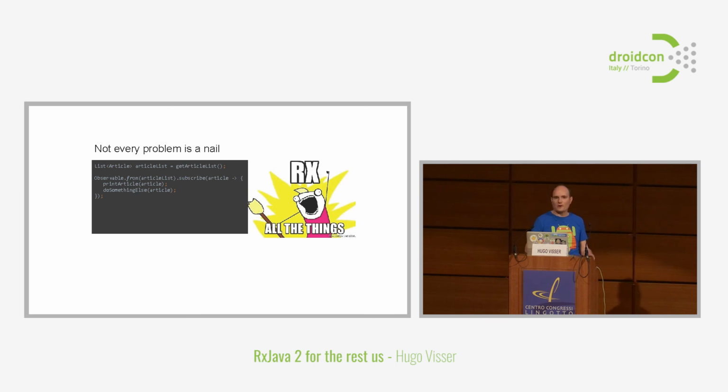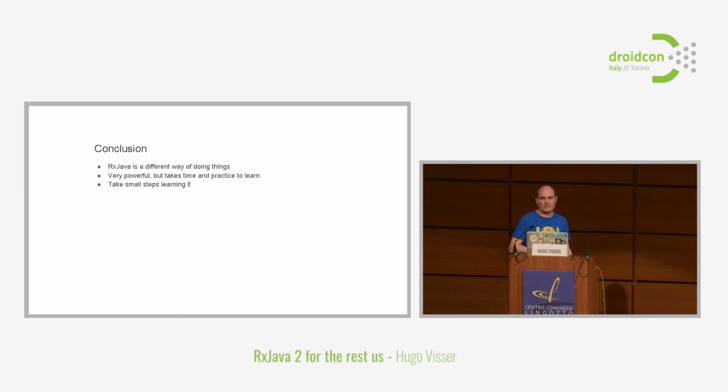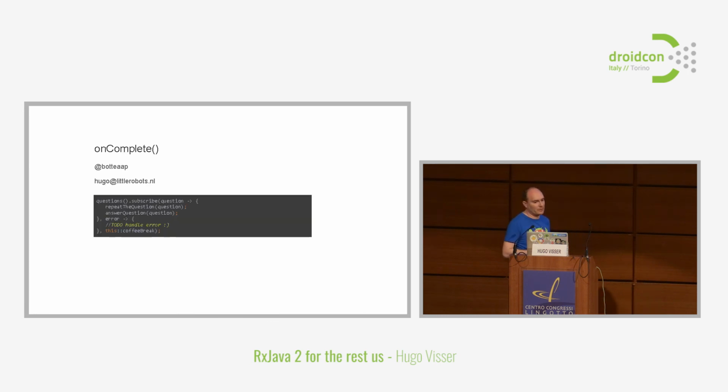You might go all out with RxJava and think, I got this, but this is basically rewriting a for loop. It is not really using anything reactive. So I wouldn't really recommend doing it like this, but if you want a nicer way to iterate your list, for example, look at some more functional language like Kotlin. So concluding, it's very powerful. It's a different way of doing things, and I recommend taking small steps learning it. And with that, my presentation is complete, so thank you very much.